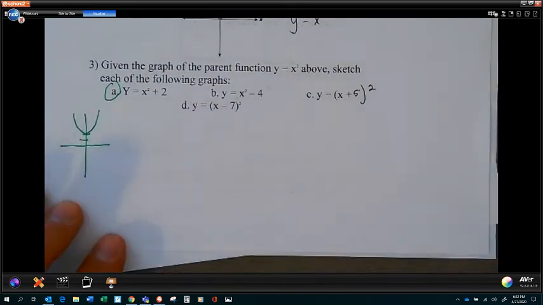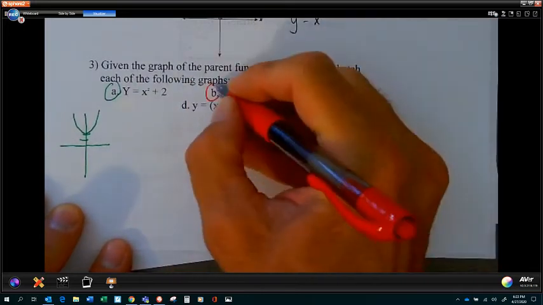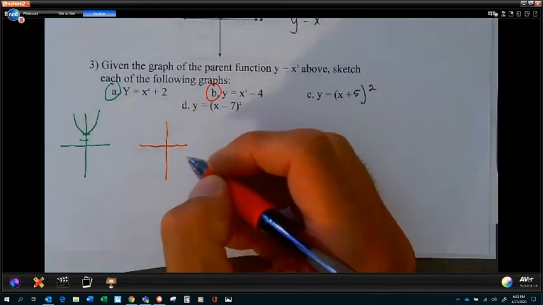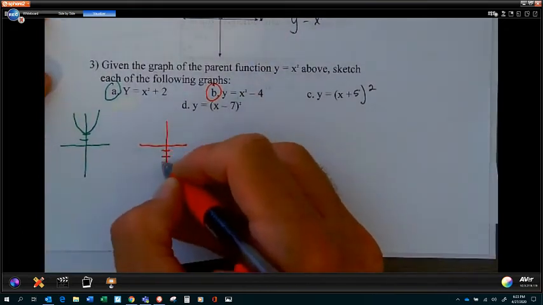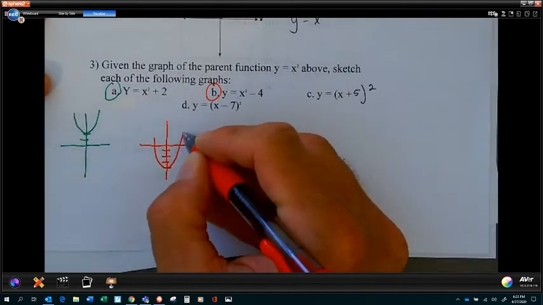Our B, we've got x squared minus 4. That's going to be our red one here. Again, all this one's going to do is go down 4. 1, 2, 3, 4. And passes through there.